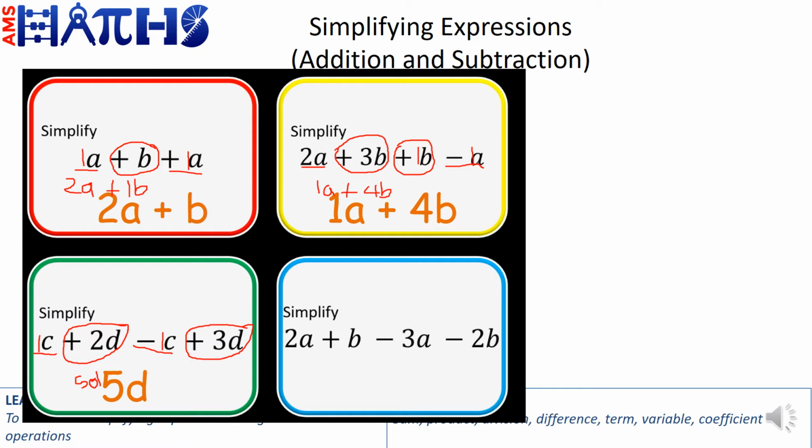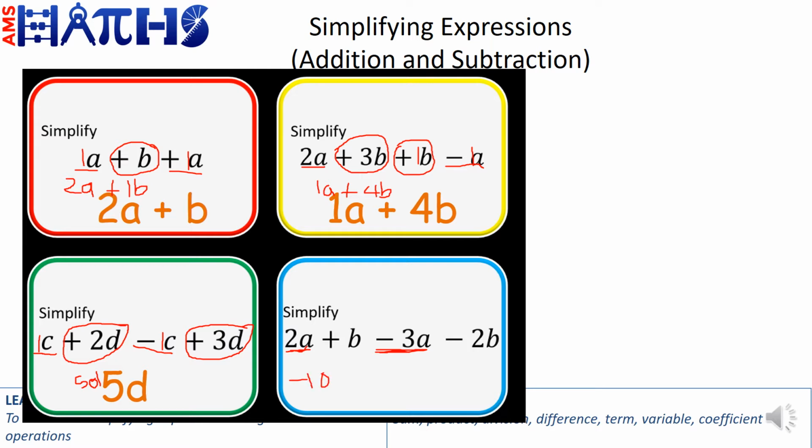And that's our answer for the green box. Final example, the blue box, we have A's and B's. So again, we'll start with the A's. We have 2 A's, which is a positive 2A, and we need to subtract 3 A's. So it is 2A minus 3A. So 2 minus 3 is minus 1. So we have minus 1A.